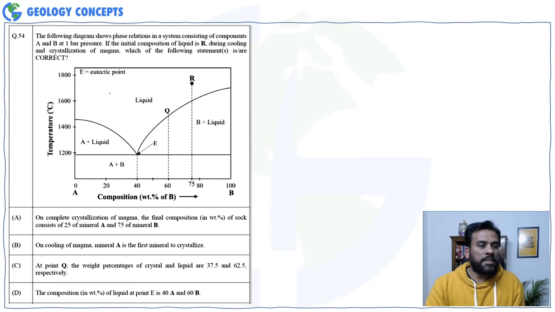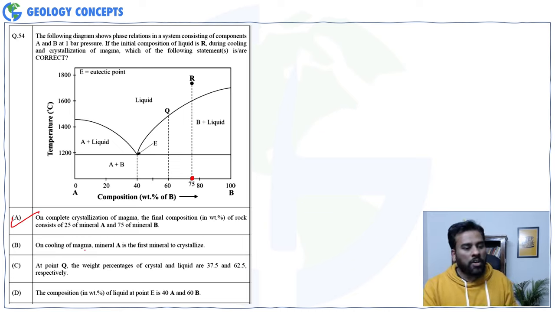Good question, this one. Following is the diagram of phase relationship between the two components A and B, starting with a uniform magma of composition R. The first option says on complete crystallization of magma, the final composition of the rock consists of 25% mineral A and 75% mineral B. Let's see. Complete crystallization will come here, because it is not fractional crystallization. If all of this liquid is converting into solid, the final solid will also have the same composition. So it should have 75 of B and 25 of A. This is correct. A will be correct.